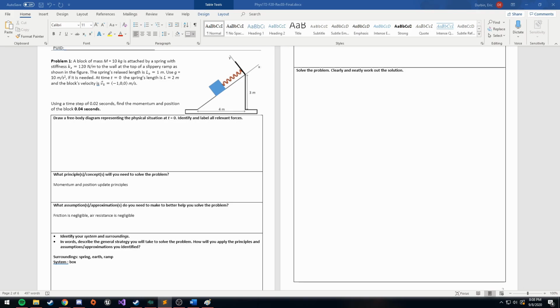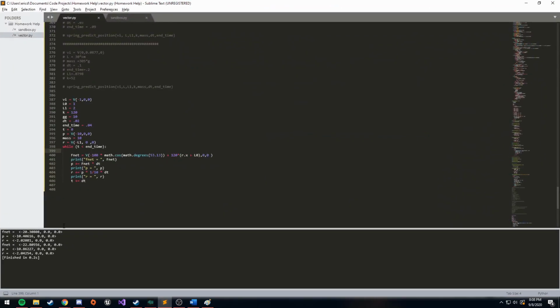Well, I have a while loop if we wanted to just paste that in. I mean, I don't think there would be other ways to solve this problem.